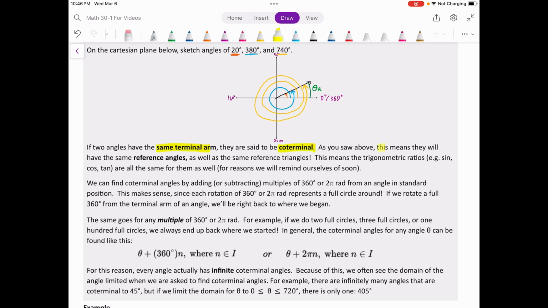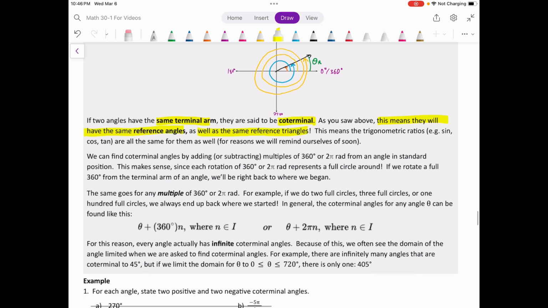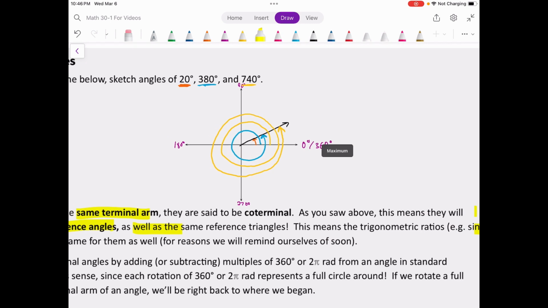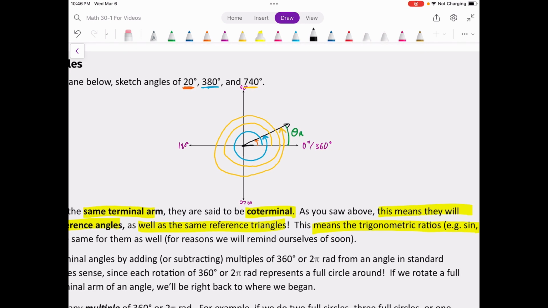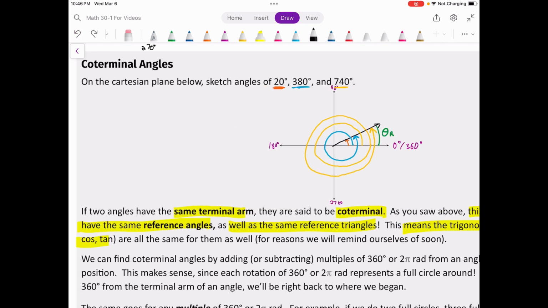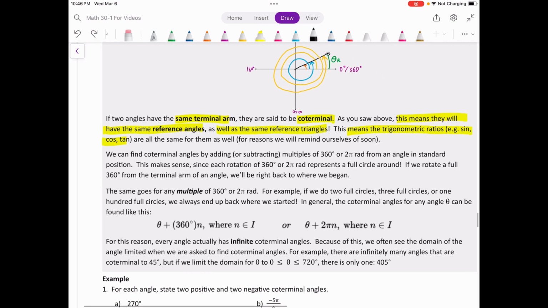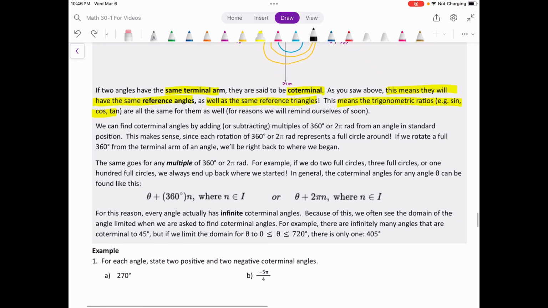Okay, this means they're going to have the same reference angles as well as the same reference triangles, and as we'll eventually see, the same trigonometric ratios. So sine of 20 will be the same as sine of 380, which will be the same as sine of 740, for example. Because they all have the same reference angle, they all have the same reference triangle, and therefore they all have the same opposite over hypotenuse, or adjacent over hypotenuse, or opposite over adjacent, okay?